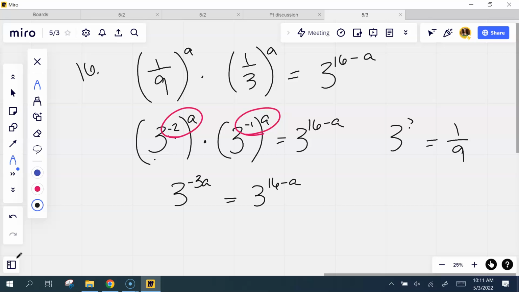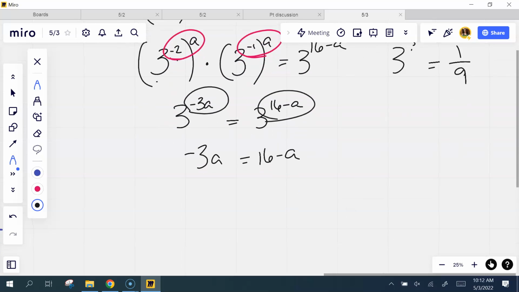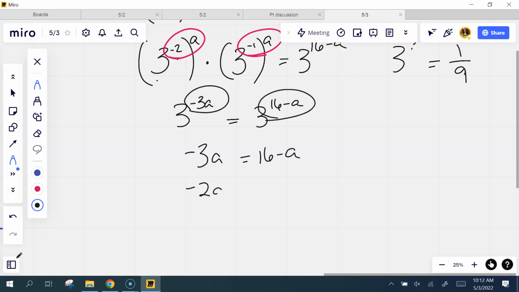No. You can get it though. What do you think it is? We'll set those exponents equal because bases are the same, yes? And now add a to both sides. What's a equal? -8.